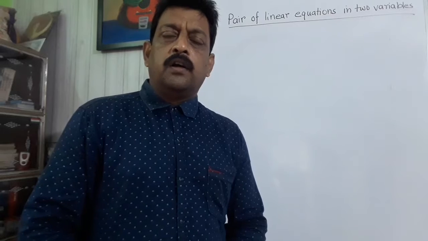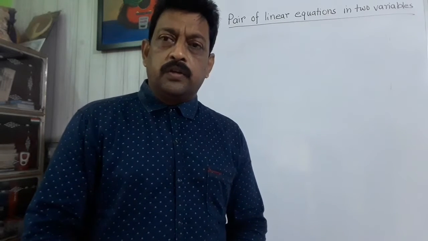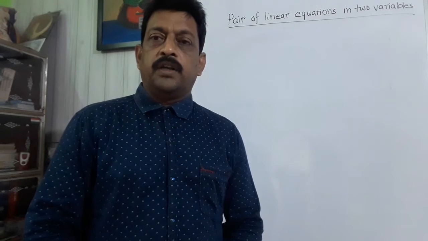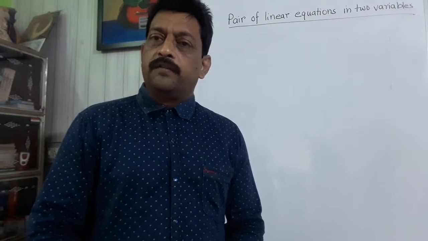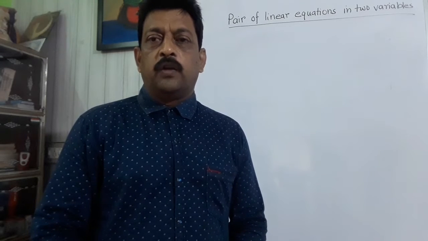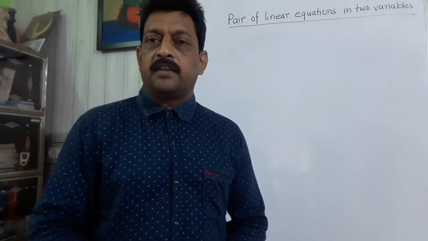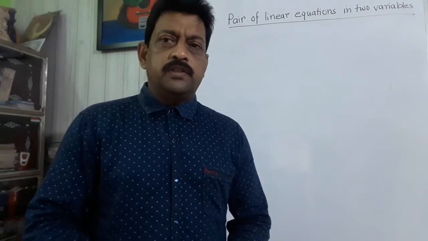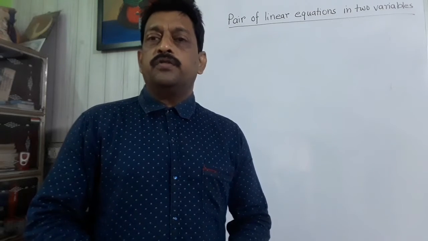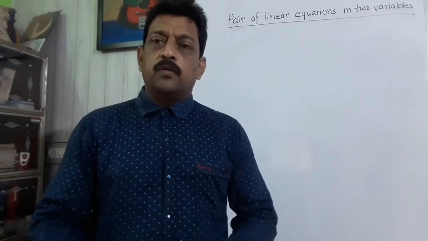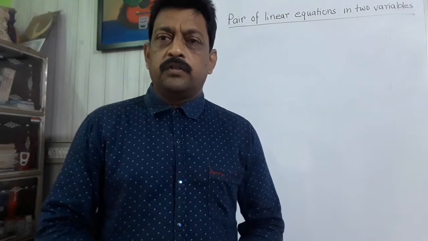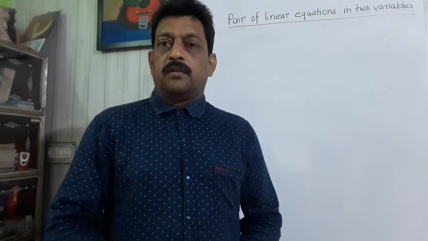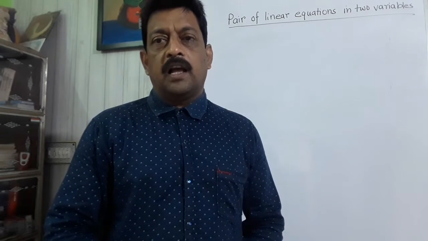We have also learned how to find the solution of pair of linear equations graphically. By using graphical method, we have solved and found the values of the variables. If the variables are x and y, then we have obtained the values from the graph. So that was graphical method. Now the solution of a pair of linear equations can also be found by algebraic method. There are three methods where we can find the solution algebraically.